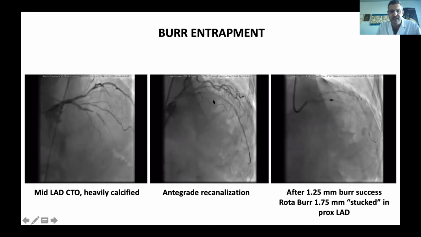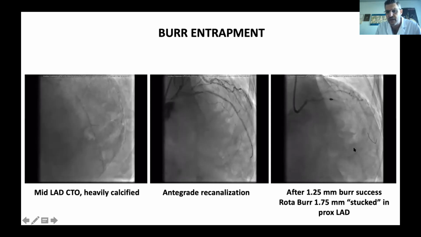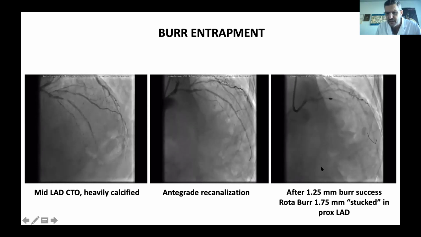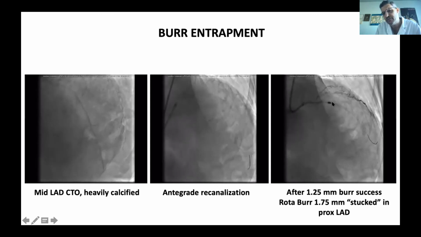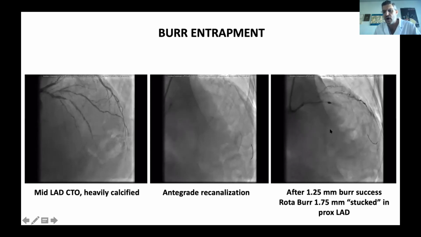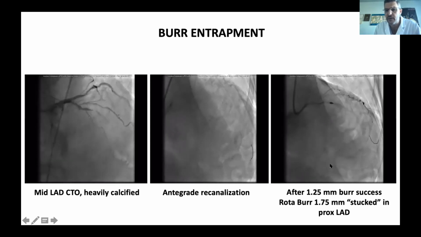This is a LAD, not very long, but the wire crossing was quite easy and successful. After that, there was no way to dilate with the balloon, so we decided to go on with the rotablator. After the 1.25 millimeter burr, we decided to go up with the 1.75 Rotabur, reaching the proximal LAD.